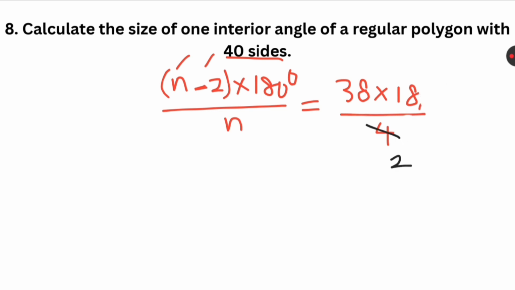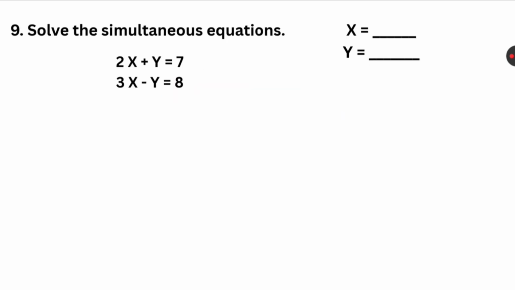2 2s are 4, 2 9s are 18. Then 2 1s are 2, 2 19s are 38. So finally what are we left with? We are left with 19 times 9. 19 times 9 gives 171. That is our angle, 171 degrees. Let's go to the next question.